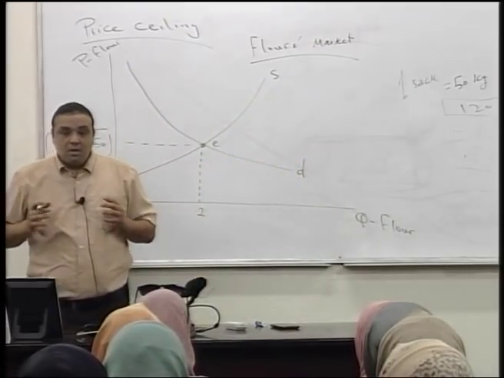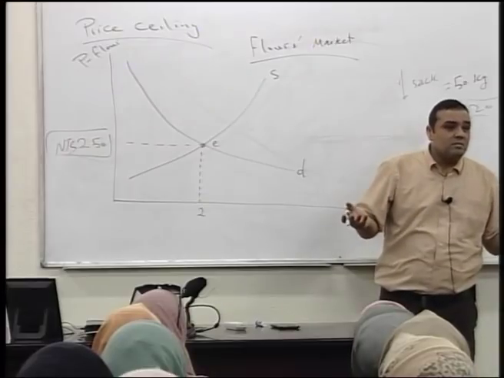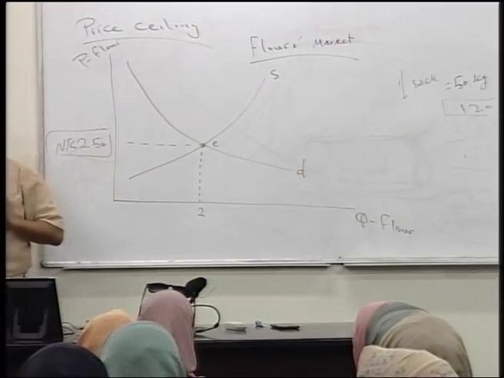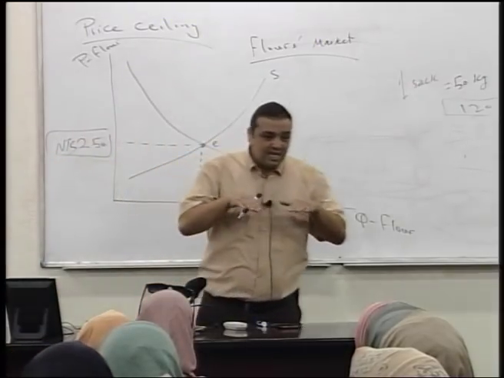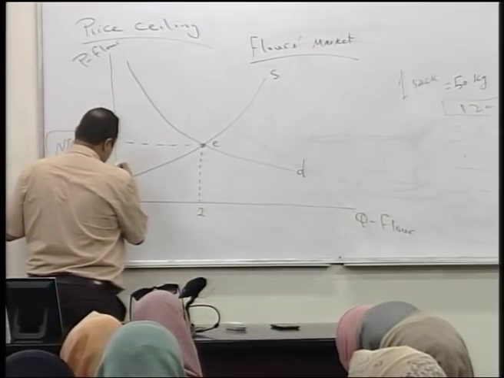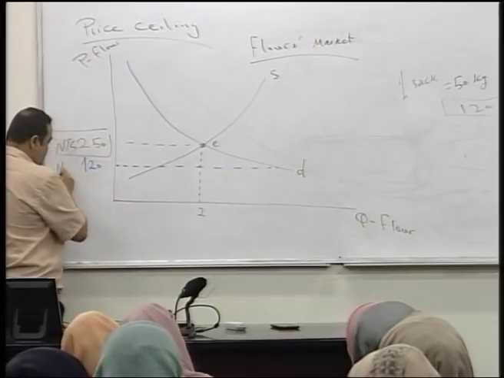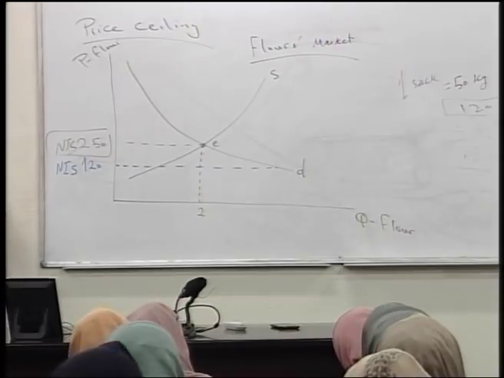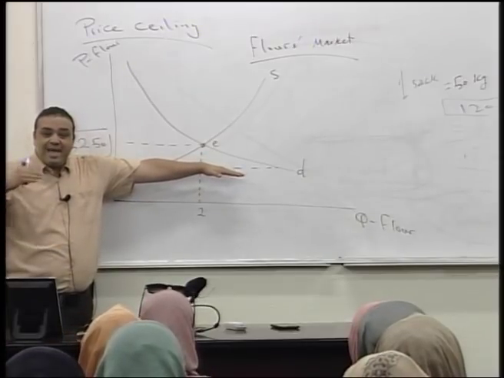So the government should intervene to protect whom? The consumers, exactly. So, to protect the consumers, the government should intervene by imposing or setting a price ceiling. So, the price ceiling here should be 120 shekels. This is the maximum price that the seller can sell.